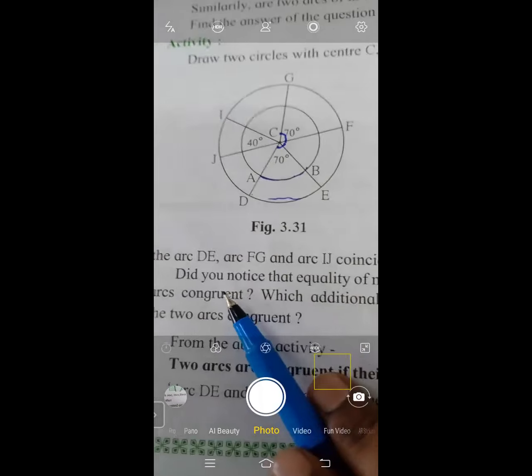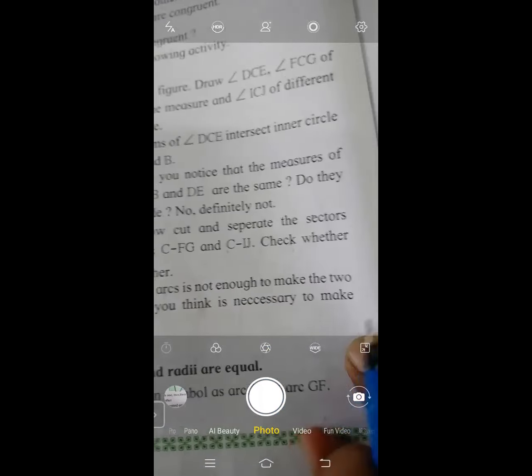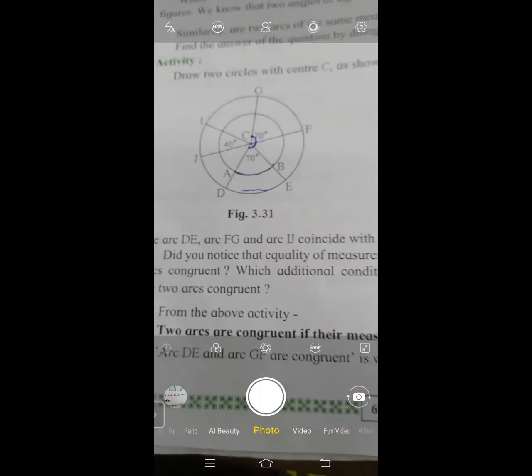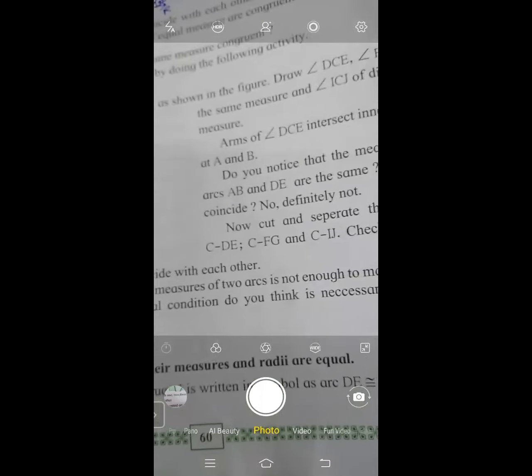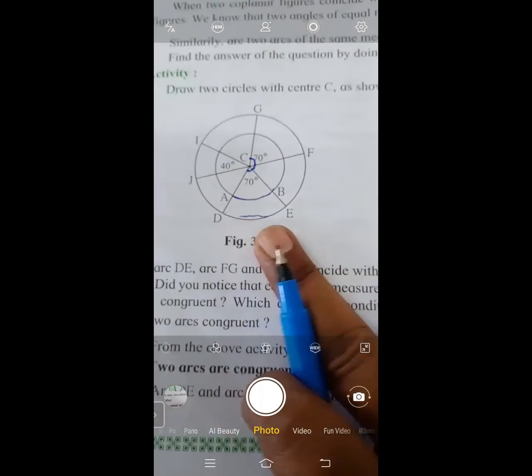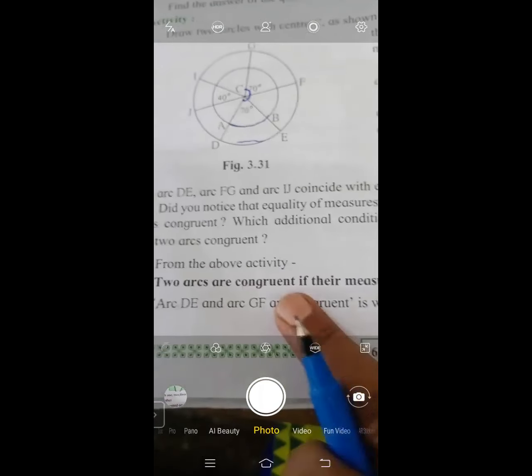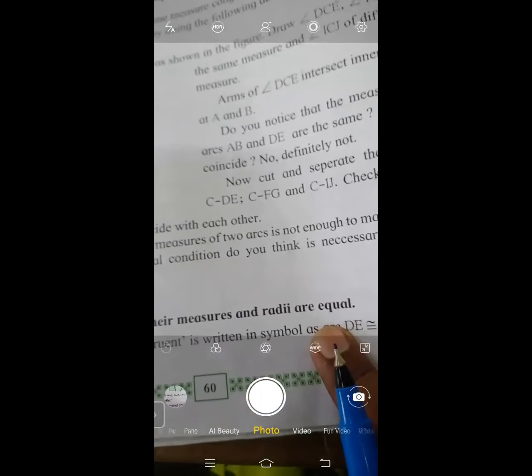Did you notice that equality of measures of two arcs is not enough to make the two arcs congruent? So what additional condition is required to make these two arcs congruent? What we learn from this activity is that two arcs are congruent if their measures and radii are equal.